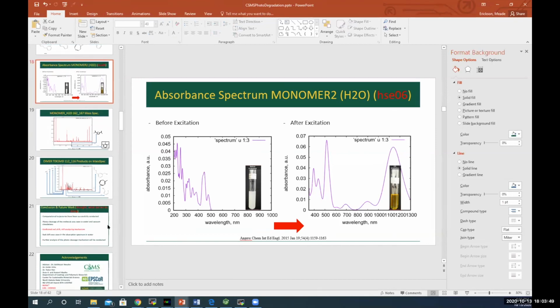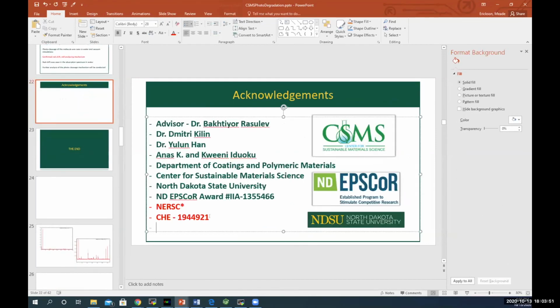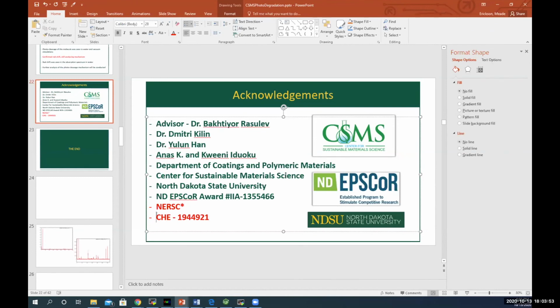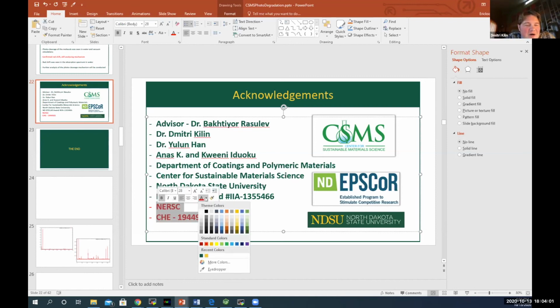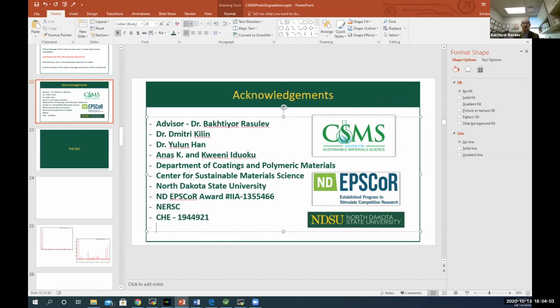One last thing. I just want to clarify the acknowledgements. How did you want me to write this? Just NERSC? Are these supposed to be connected? No, these are two different ones. That's NSF. The last one is NSF CHE. Yes, so NSF, National Science Foundation. Leave a space in between them.